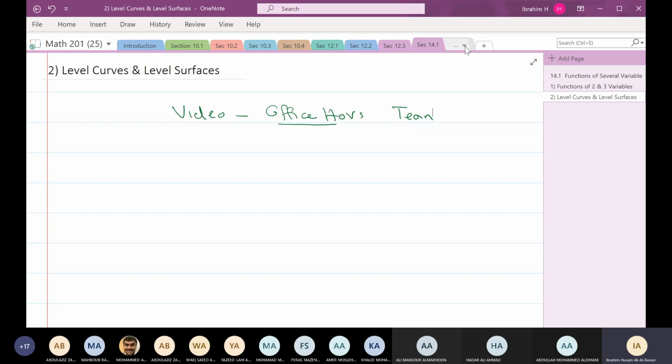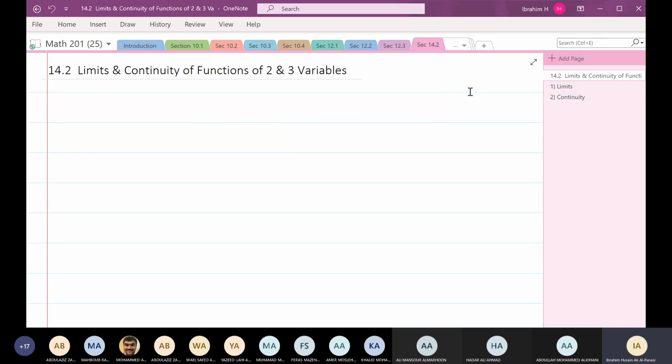I will start 14.2 now, section 4.5, which is the calculus of functions of 2 and 3 variables, and we start with limits and continuity of functions of 2 and 3 variables. First limits. For limits, let me first recall Math 101, just a reminder, the limits in Math 101.